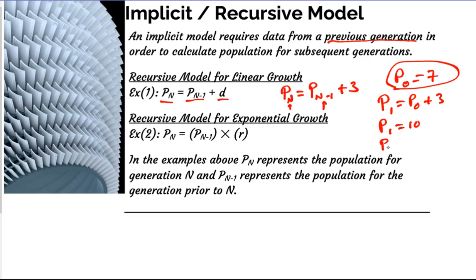And then we would say, all right, P2, we would look back at the model. If n is 2, then n minus 1 would be 2 minus 1. P2 would be P1 plus 3. We see that P1 is 10, so we're using the previous generation's data to generate P2, which is 13. So we can keep doing this and getting each next generation. The drawback to the implicit model is I cannot jump straight to P10. I need to calculate everything in between.